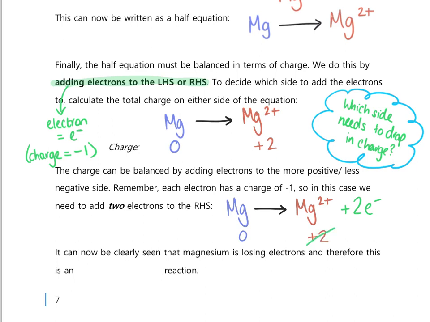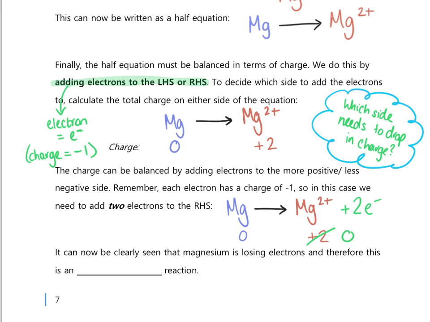But now that we've added these 2 electrons, that has brought the charge on the right hand side down to 0, which matches the left hand side. And we can see from this half equation that magnesium is losing electrons. So think of this magnesium atom on the left. It is essentially losing 2 electrons, forming an ion of 2+, and then those electrons are essentially spare.